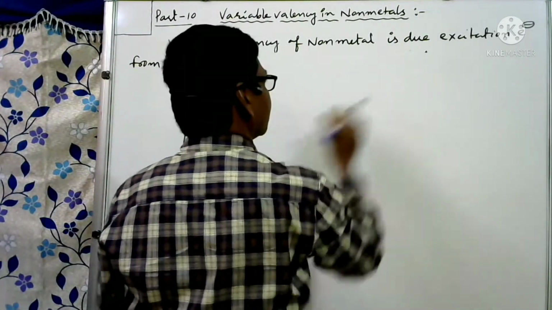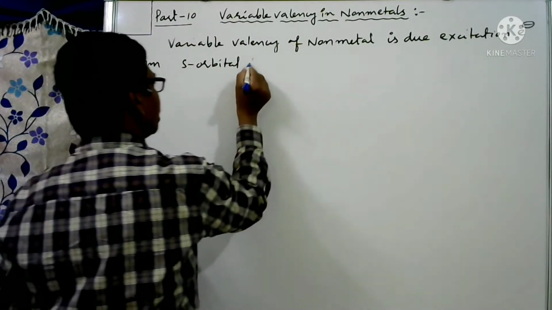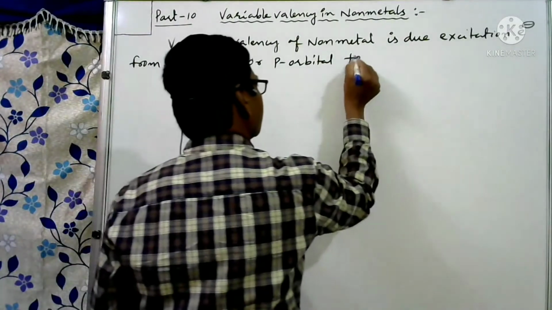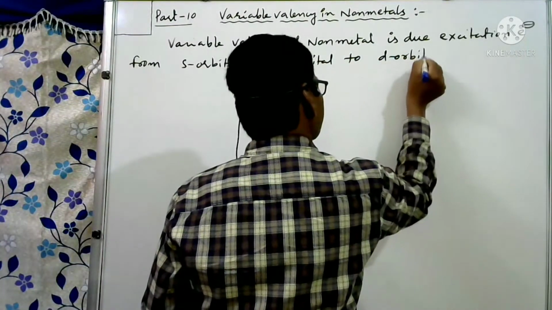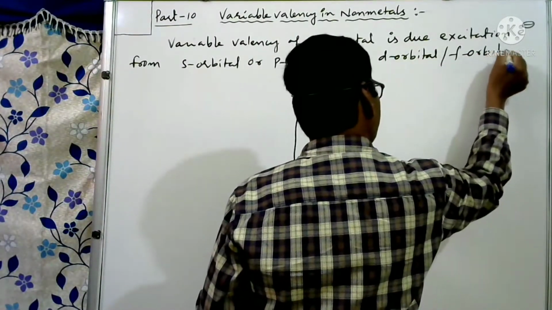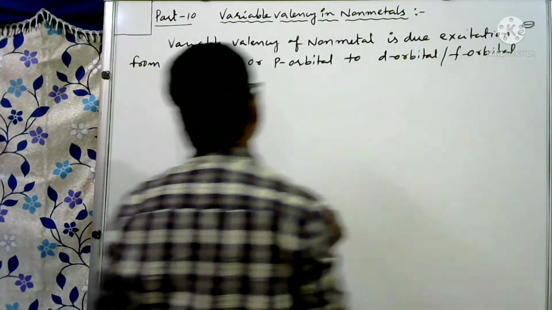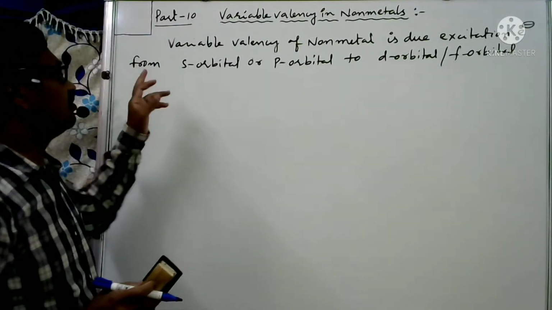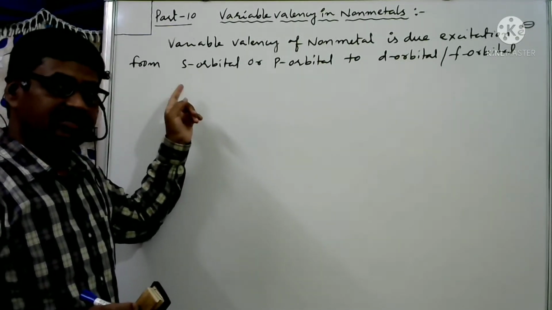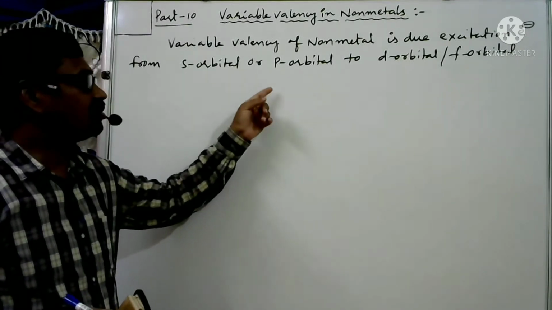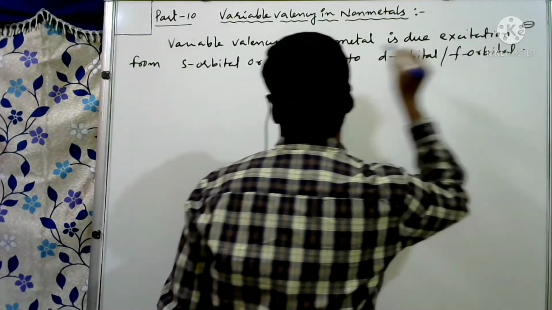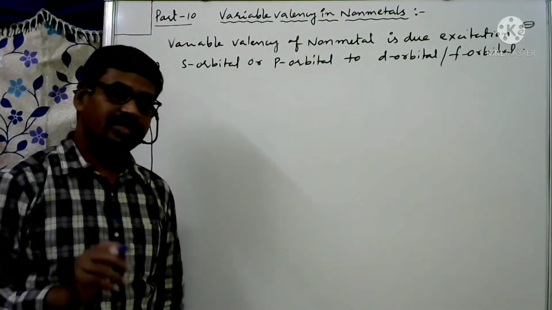Here we can write: excitation of electrons from s orbital or p orbital to d orbital or f orbital sometimes, but it should be vacant. D orbitals or f orbitals should be vacant. Variable valency of non-metal is due to excitation of electrons from a filled s orbital or filled p orbital to a vacant d orbital or f orbital. This is the reason how they show variable valency.